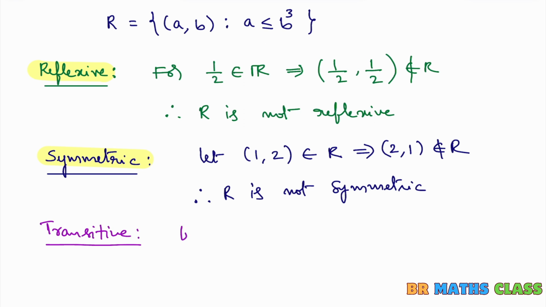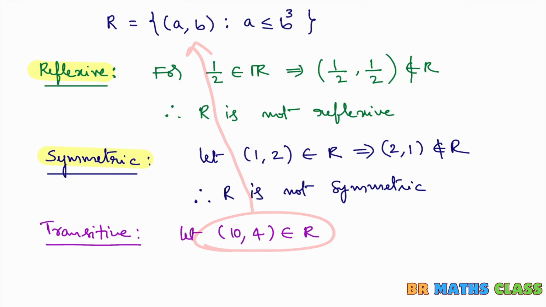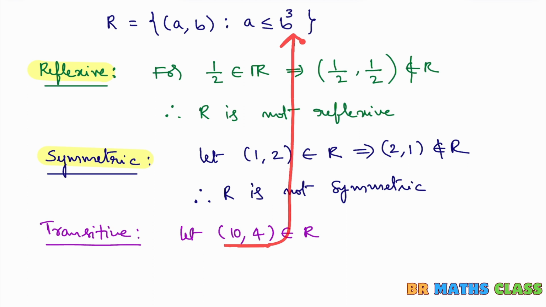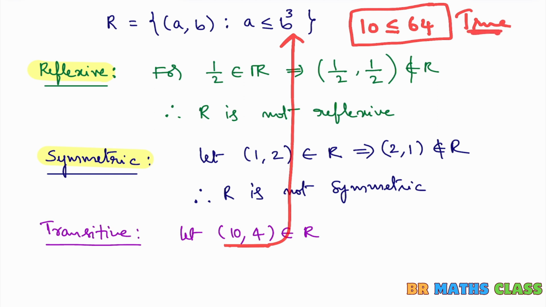I'll take (10, 4). You need to check whether this ordered pair (10, 4) is in this relation or not. 10 is a real number, 4 is a real number. Yes, this ordered pair satisfies the condition. In place of a you write 10, in place of b you write 4. 4 cubed is 64. Yes, so 10 is less than 64. Clearly the ordered pair (10, 4) belongs to the relation.